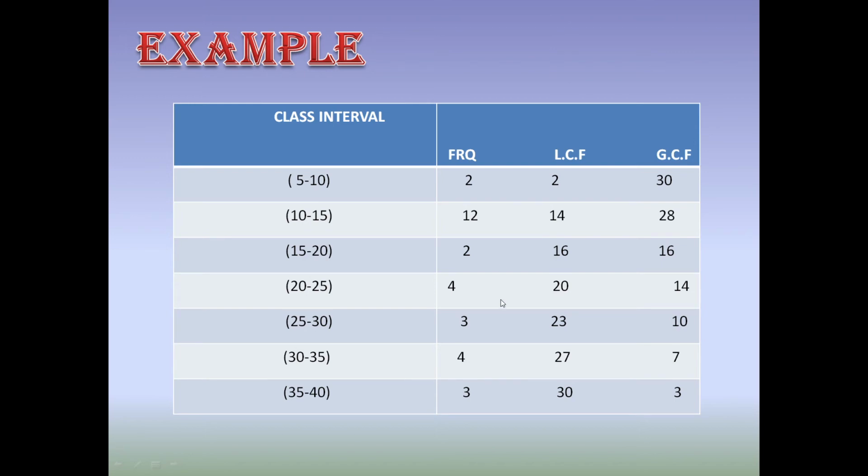Sorry, here we were considering it as a less than. LCF is less than cumulative frequency. Here it is greater than cumulative frequency. Greater than cumulative frequency means we have to subtract. Less than cumulative frequency means we have to add the previous one. Here the previous one should be subtracted. 30 minus 2, because here 30 is already given.